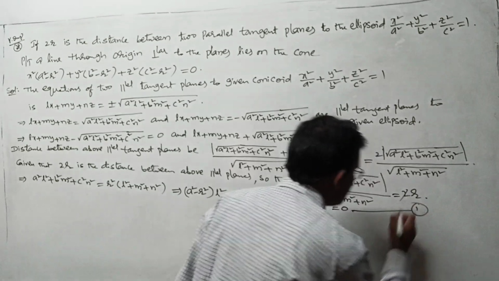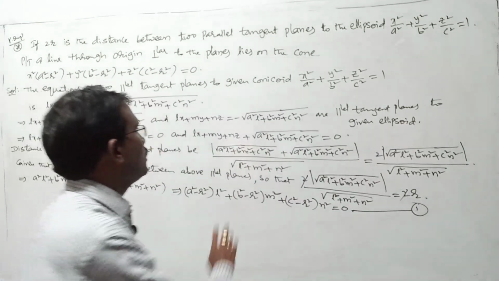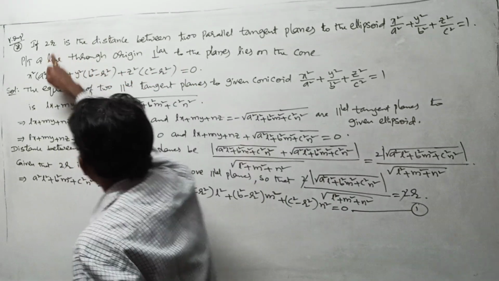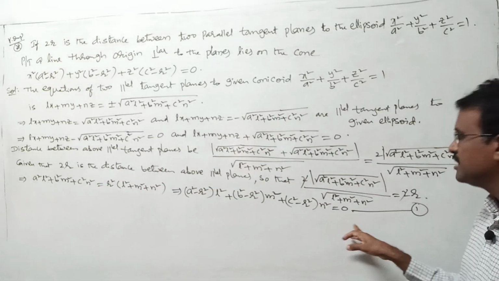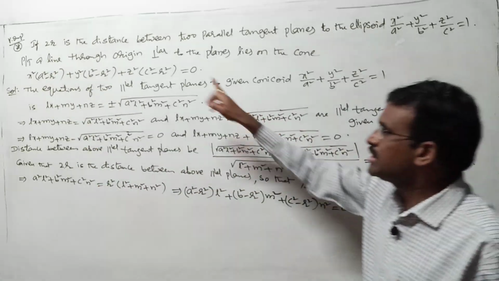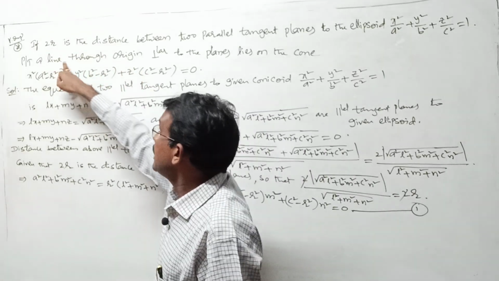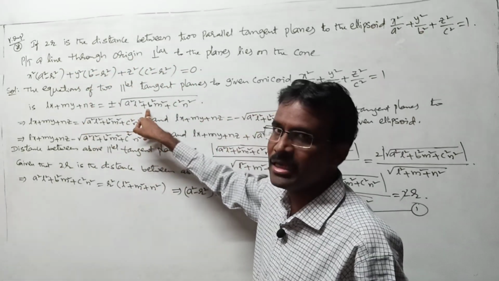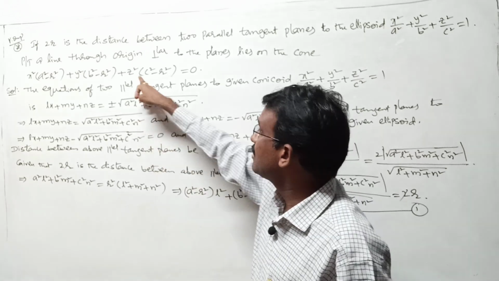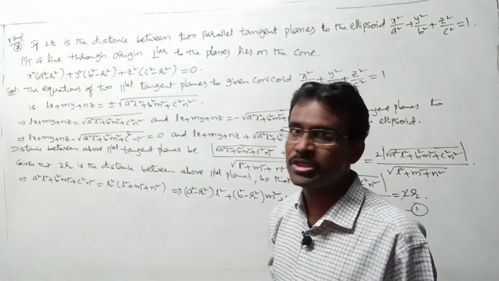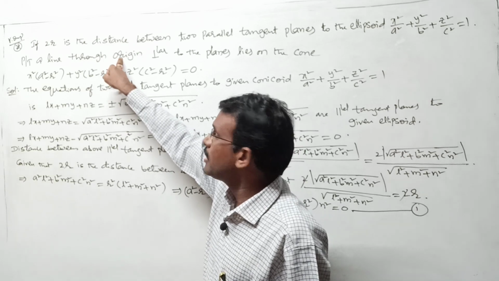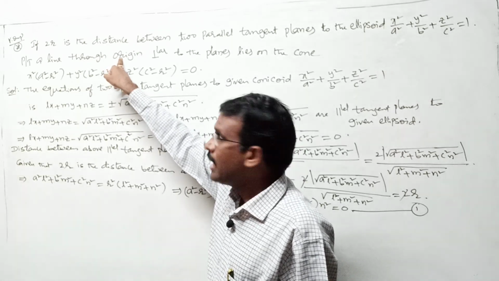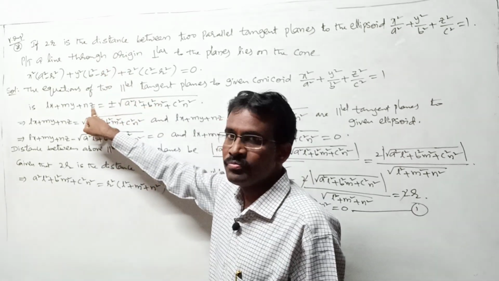Right? Let it be. This is relation number 1. According to this relation, we did some work and got some expression. Keep this result aside. But in the question, what do they want to know? A line through the origin perpendicular to these tangent planes should lie on this cone. That means in the next step, define a line which passes through the origin and is perpendicular to this plane.